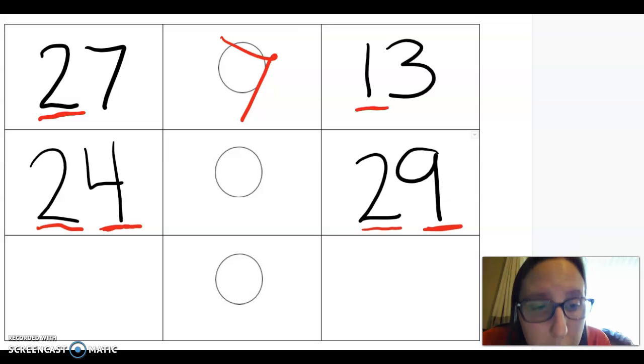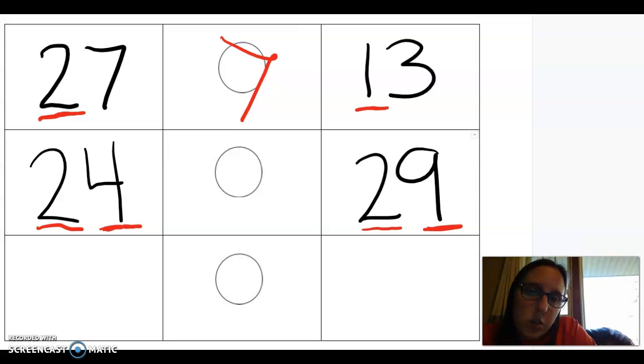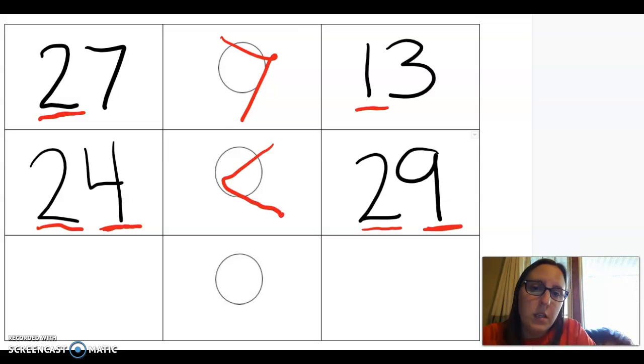Remember, our alligator mouth wants to eat the bigger number. So I'm going to switch our sign around, and this time it's going to face the 29. See, it's facing the greater number because our alligator always wants to eat the bigger number. Okay? I'm going to write down 2 more numbers, okay?